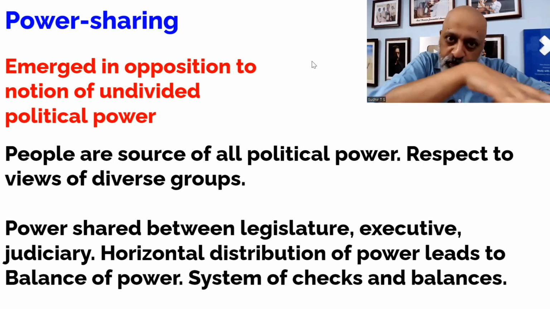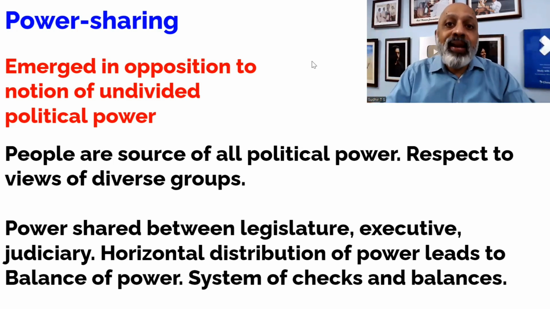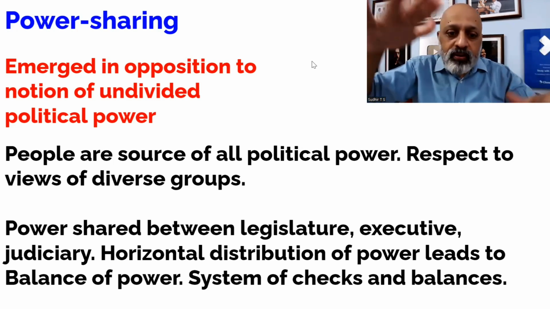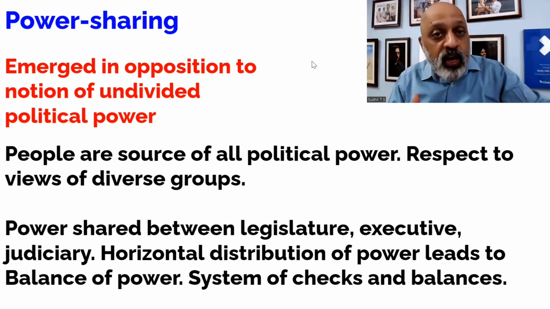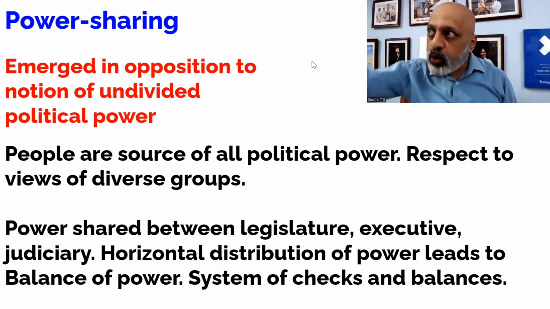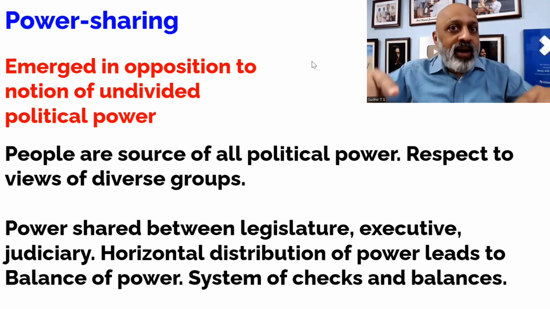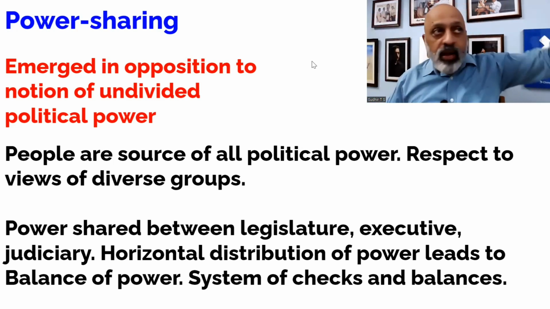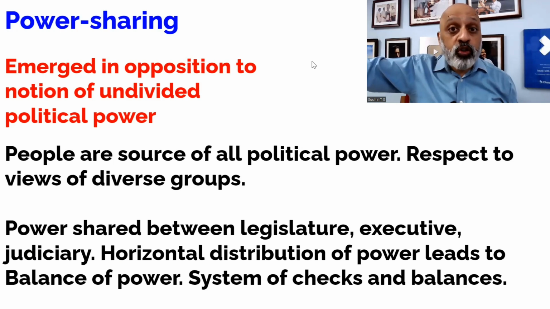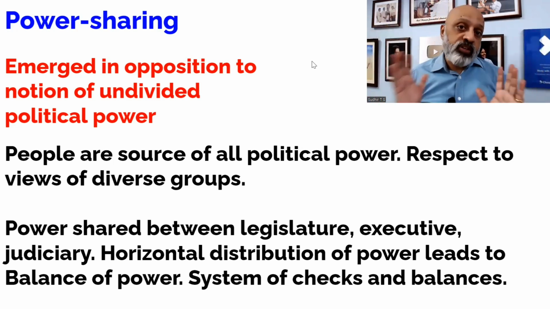Because this is horizontal, when you spread the power, just like on a plate, it leads to balance. There is a balance of power, with checks and balances. If parliament makes a law which is not according to the constitution of India, I as a citizen can go to the Supreme Court and get it struck down. I can argue that this law that parliament has made is against the constitution of India. So you have checks and balances. Parliament is not supreme in that sense. Executive is not supreme. Judiciary is also not supreme. So there are checks and balances between the different organs of the entire power structure.